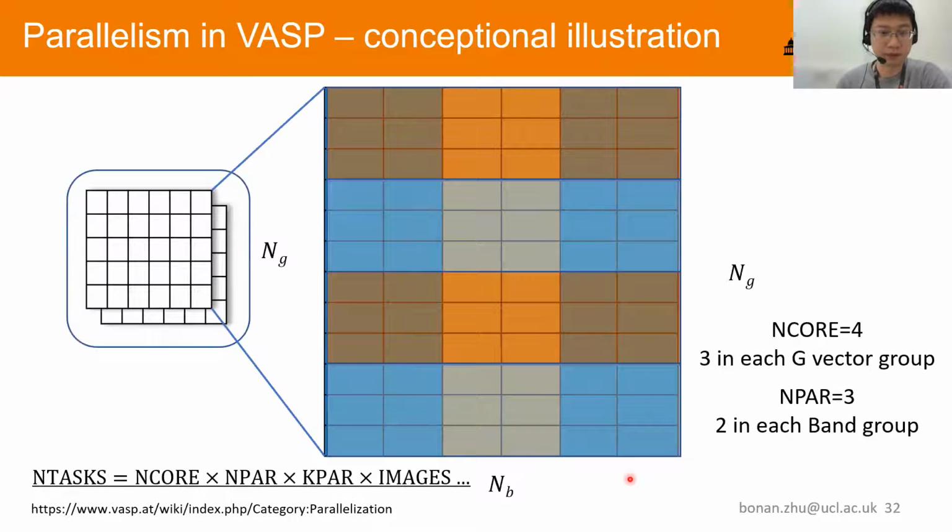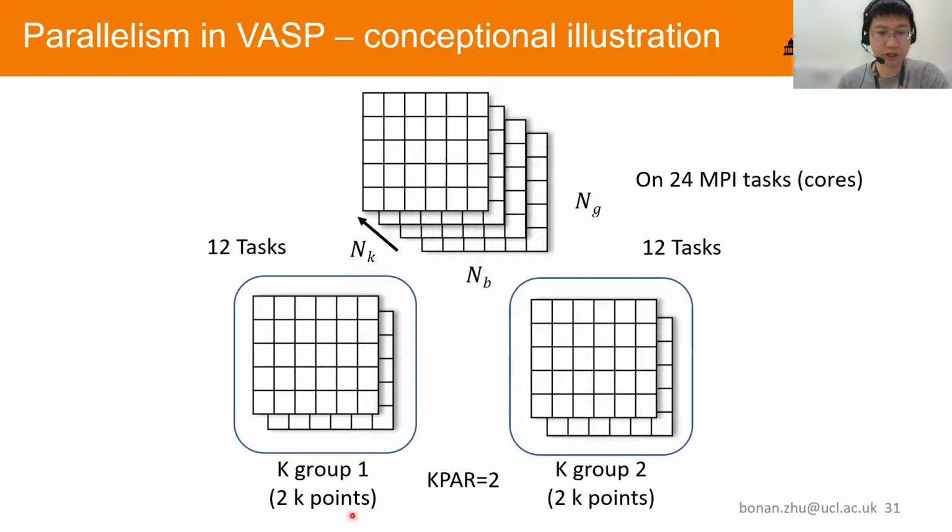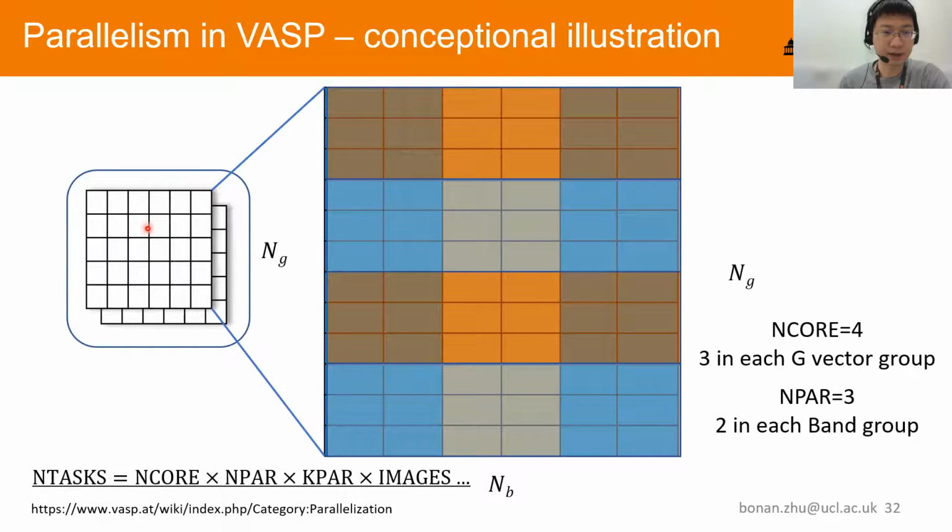If I look into each K-point group, I have 2 K points, but that doesn't matter now. We're going to further distribute by the bands and plane waves. In this example, I'm using a 3-way distribution for the bands. So I divide these 6 columns into 3 groups, each containing 2 columns, and I also divide the rows into 4 groups, each containing 3. So this is basically how the division of the workload is done.